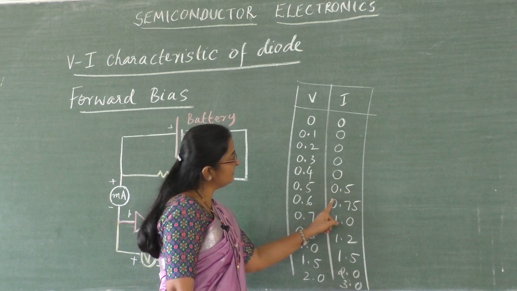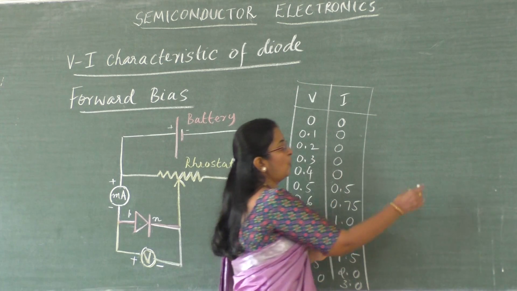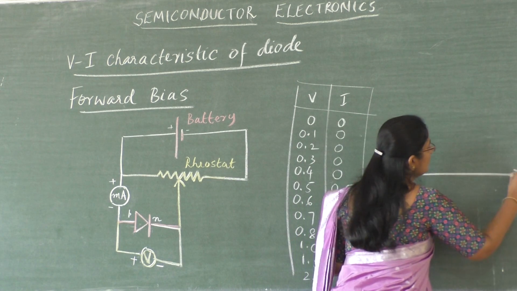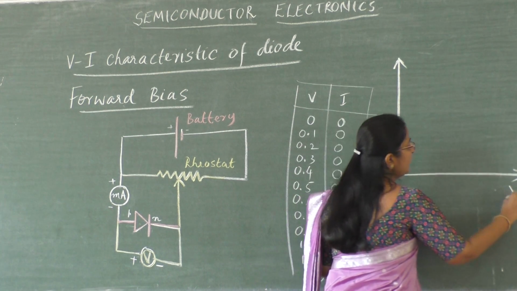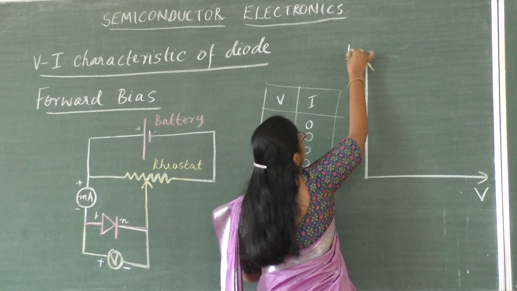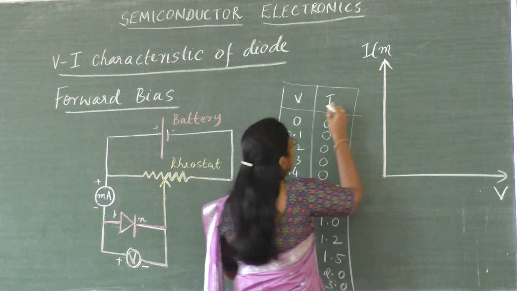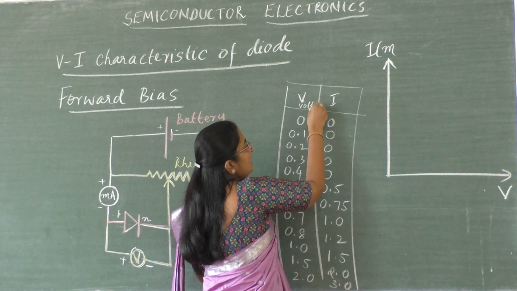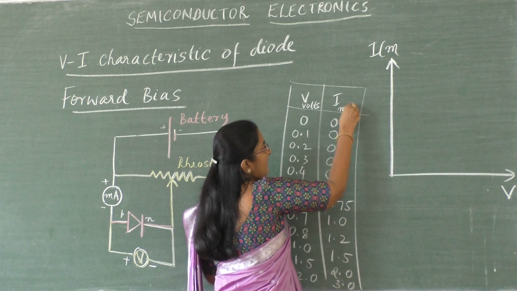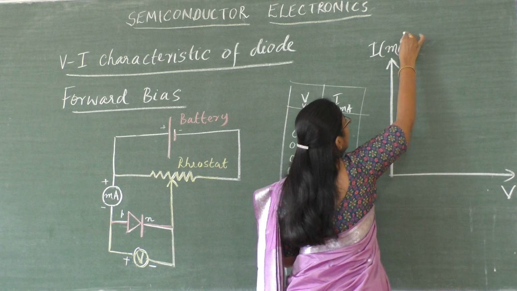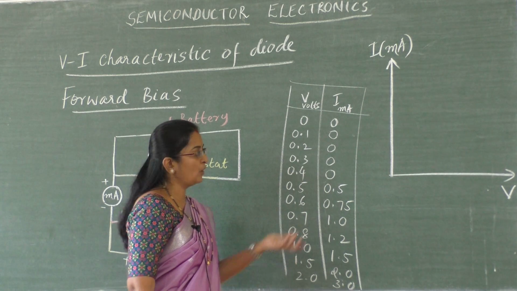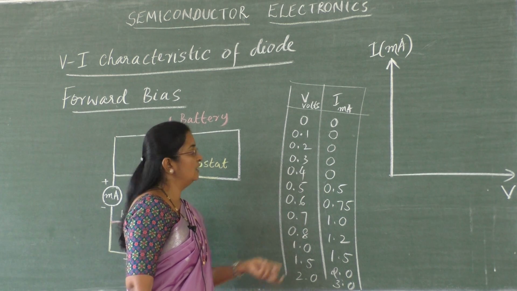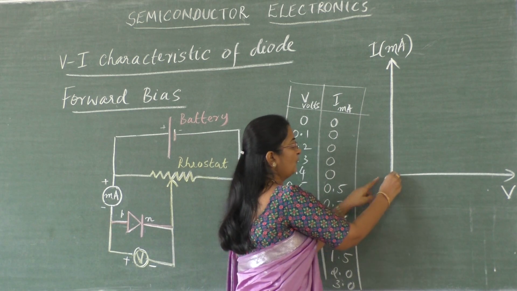Now when I represent this VI characteristic, I plot these values in the graph, taking voltage along the x-axis and the current along the y-axis. V is measured in volts, I is measured in milliamps. In the graph, you have already plotted so many graphs by now. Now if I plot 0, for 0 voltage it is 0 current.